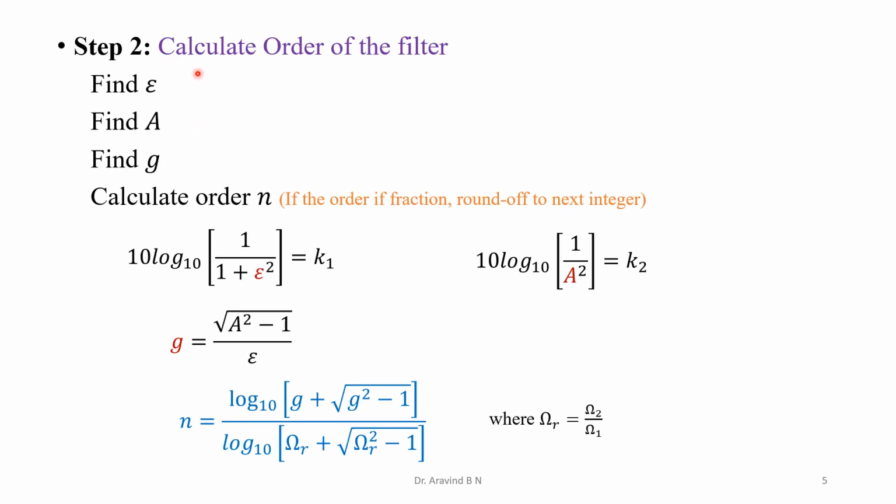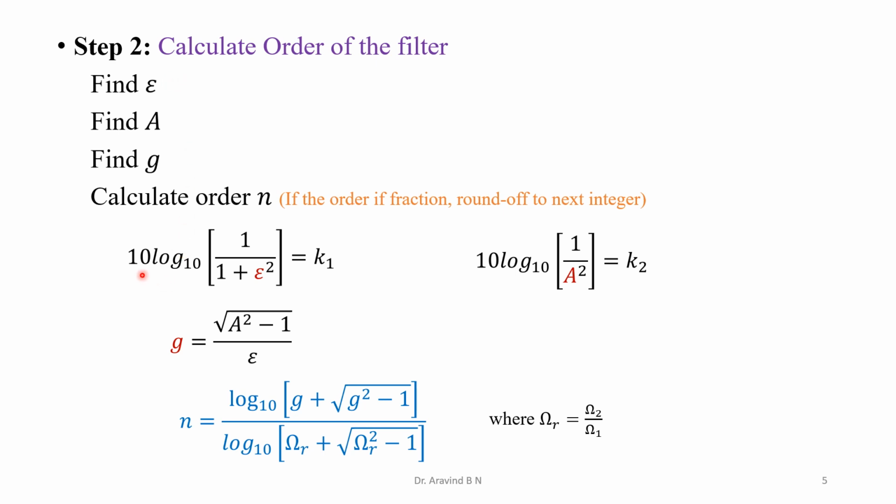Step 2. Calculate the order of the filter. To calculate the order of the filter, we need to first calculate these three parameters, that is epsilon, A, G. Then we will calculate the order of the filter. Let us first find epsilon.